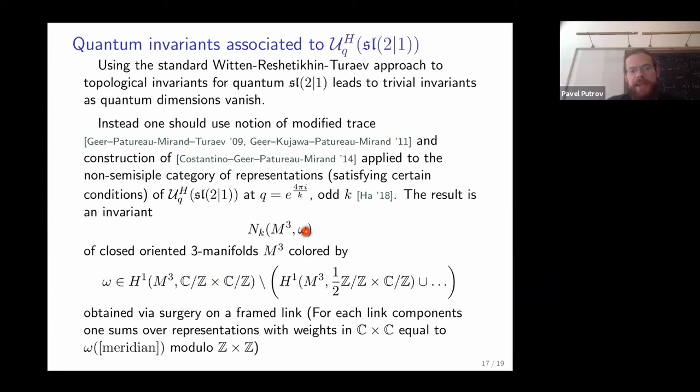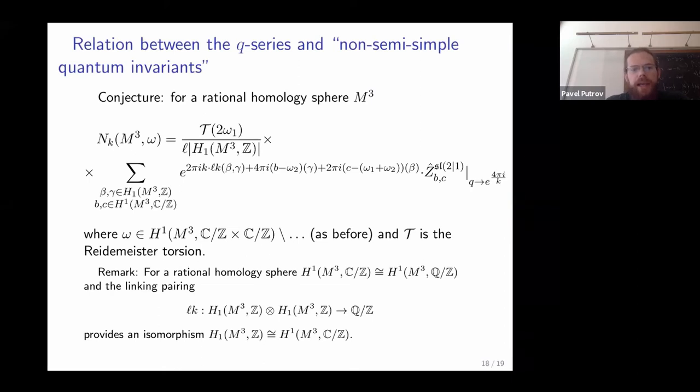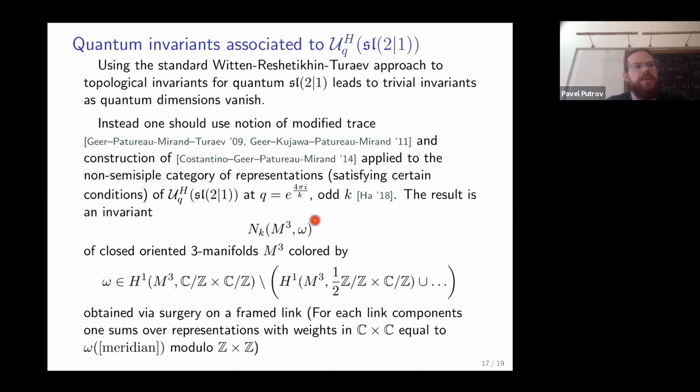So how, roughly, does this color omega enter the construction? This can be answered as follows. In general, these representations which one considers here have weights in C times C, labeled by two complex numbers. And for each, similar to the usual Reshetikhin-Turaev construction, when we do a surgery, we need to sum over some representations for each link component. And what we do here, if you take a particular link component, we want to sum only over representations such that the weights modulo Z times Z equal the value of this omega evaluated on a meridian surrounding this link component. Again, at the end of the day, there is some combinatorial formula for this invariant, which allows you to conclude this.